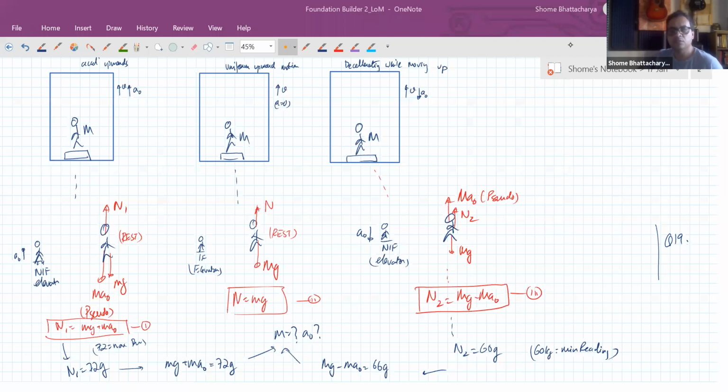So in which case the normal reaction is more than the weight, and in which case the normal reaction is less than the weight? That is showing me that in the case where the acceleration of the frame is upwards, the normal reaction will become more than the weight. So that is when the reading will be maximum. Whereas the normal reaction will be less than the weight when it's decelerating while going upwards. So that is when the reading will be minimum. Understood now?